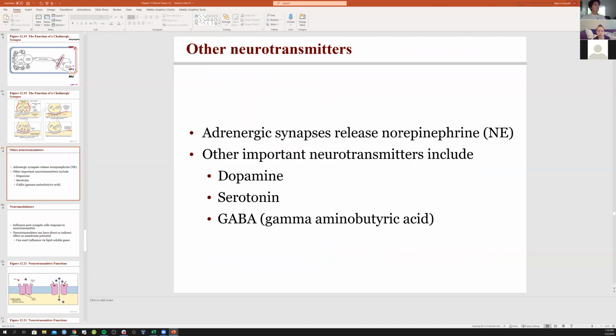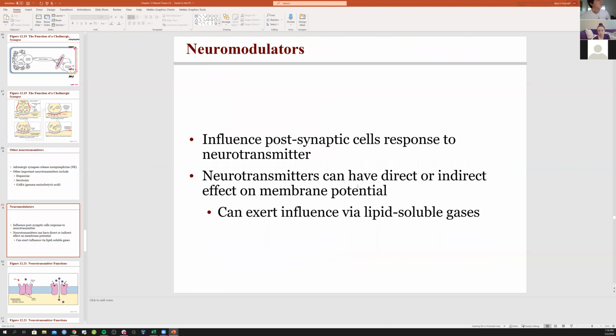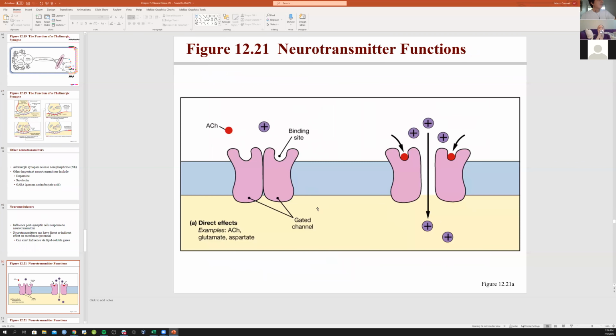Other neurotransmitters: norepinephrine, dopamine, serotonin, GABA. GABA is an inhibitory neurotransmitter, dopamine excitatory, glutamate excitatory, serotonin can go both ways, norepinephrine for the most part excitatory. Neuromodulators, yeah, they can influence. So this is the acetylcholine neurotransmitter in action.